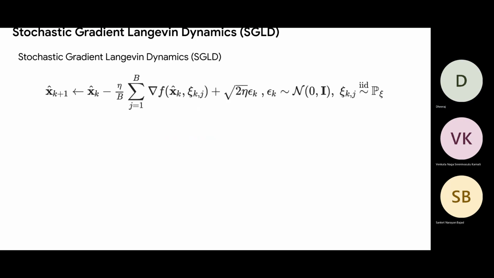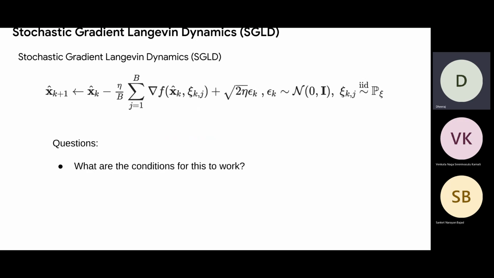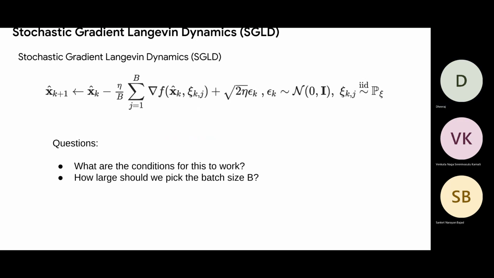So we saw this as the stochastic approximation. Okay. So the questions we want to ask is, what are the conditions for this to work? When can we expect it to give us a faithful representation of the target distribution? And another question is, how should we pick the batch size B? Should it be polynomial in d? Should it be logarithmic in d? Is a constant step size enough? So these are the kind of questions we want to ask.